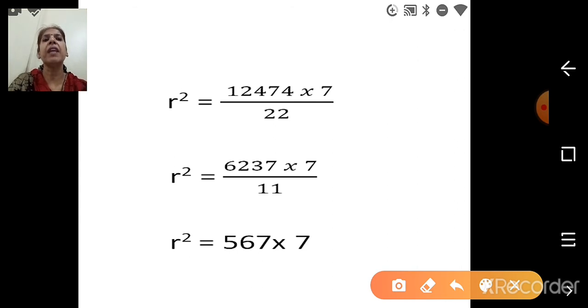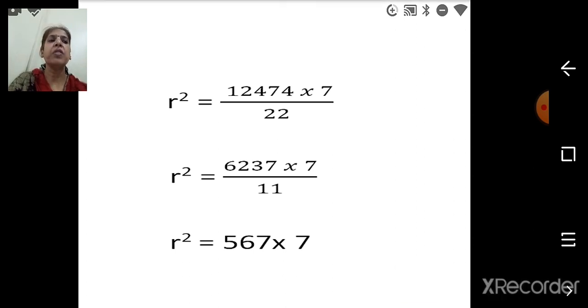When you divide with 11, you get 2 elevens. So it is 11, and 12,474 divided by 2 will give you 6237. When I have divided with 2, it has got 6237, and 22 becomes 11 into 7. Again we divide 6237 with 11. So you are getting 567. R square is equal to 567 into 7.